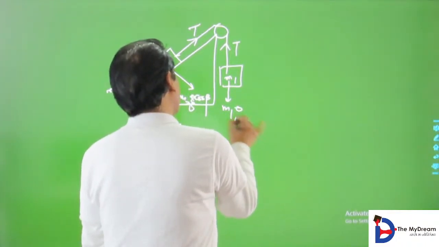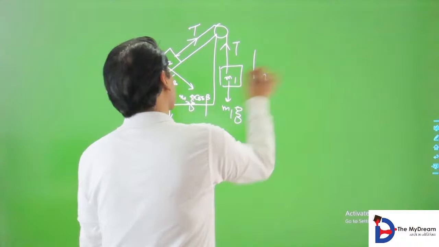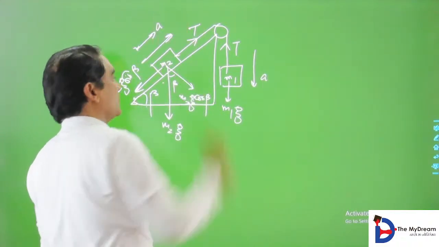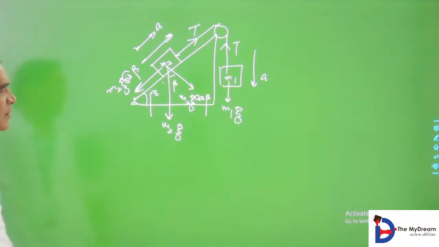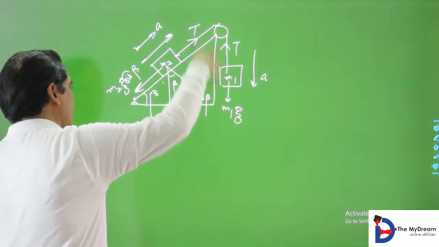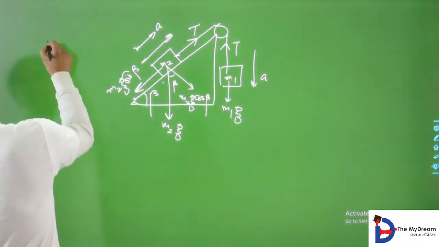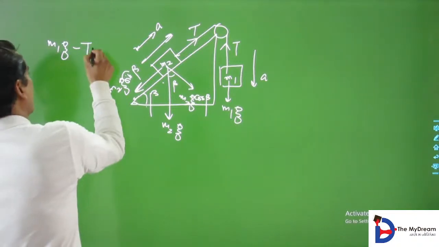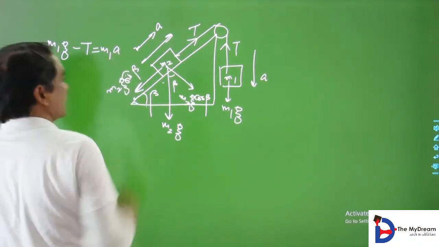So M1G and this is the acceleration. So this is M1G minus T is equal to M1A.